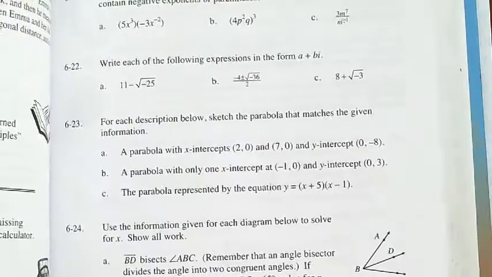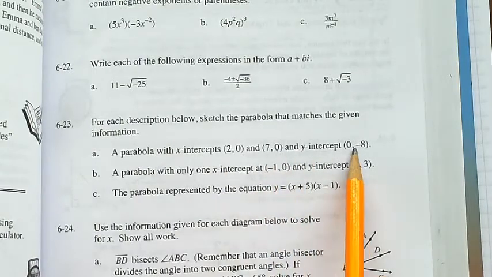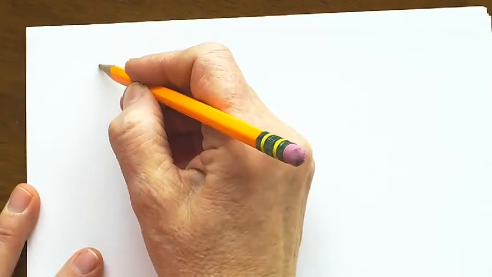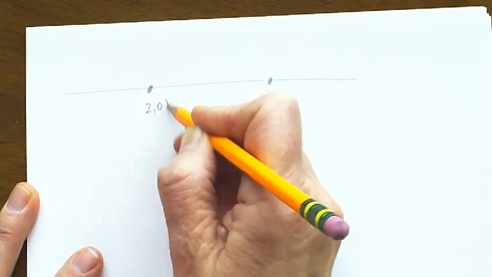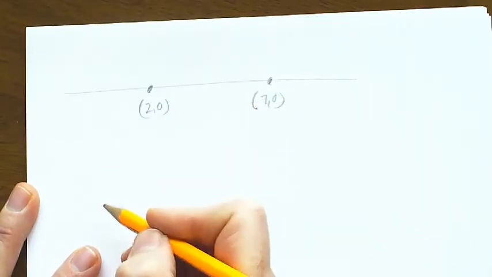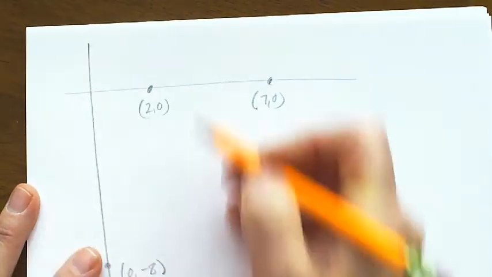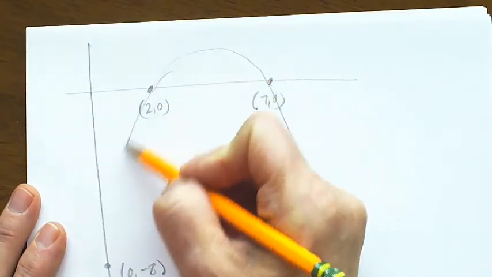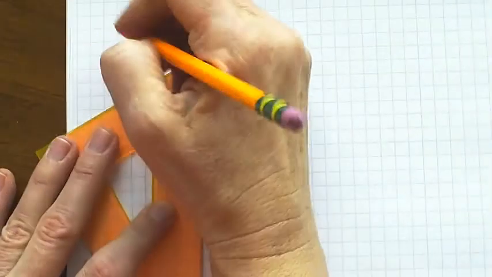Okay, so for part A, it says a parabola with x-intercepts (2, 0) and (7, 0) and y-intercept negative 8. So I'm kind of just sketching this out in my mind, and let's just do a little rough sketch. You don't have to draw this, but it's got x-intercepts of 2 and 7, and it's got a y-intercept of negative 8. So that means it's going to look kind of like this. So let's do our y-axis kind of to the left side of the paper.